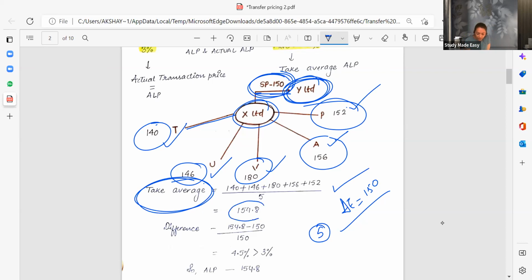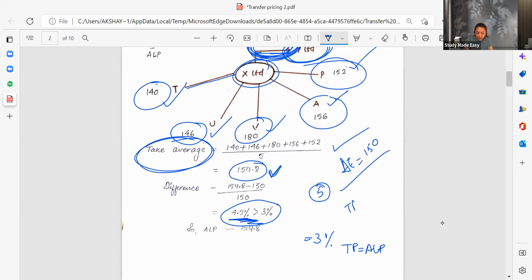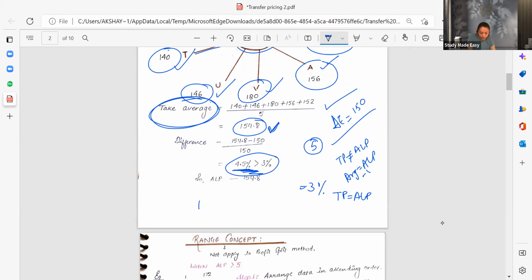But if the difference between this average and the actual transaction price, you know what is the actual transaction price, is up to 3%, then your transaction price is equal to your arm's length price. No issues, we allow that. But if it comes to be more than 3%, that means now the transaction price is not equal to your arm's length price. In such a case, your average will be equal to your arm's length price. Now, in such a case, I have to increase 150 to 4.8 minus 150.